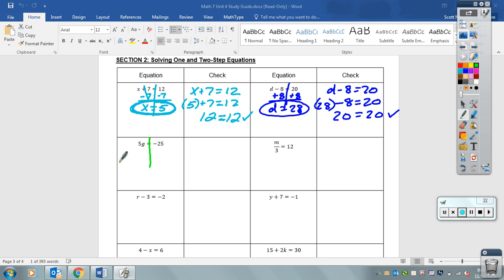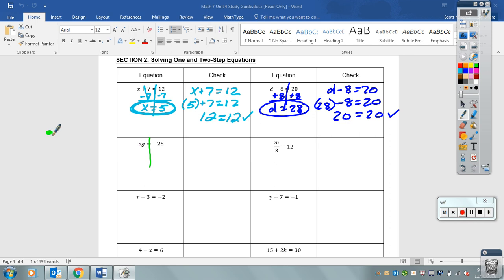What did someone do to my g? Someone multiplied by 5. You don't undo this by subtraction. Please don't subtract 5. I see that too often. You don't undo multiplication by subtraction. Again, you have to know what happened to the g. Someone took my g and multiplied it. We know it's 5 times g.